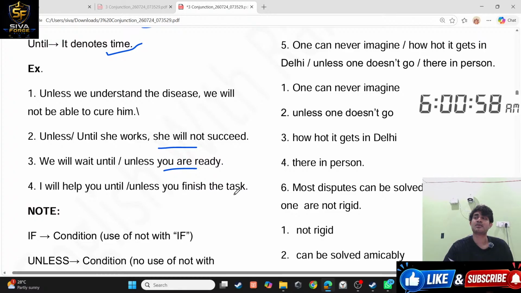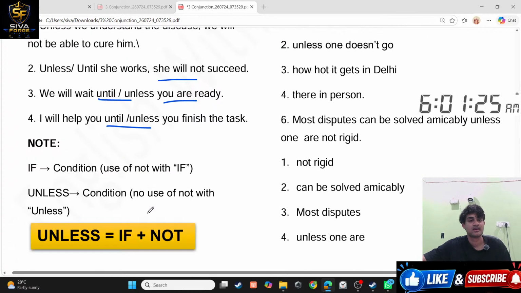Okay, now just remember. "I will help you until you finish the task." "Until you finish the task, I will help you." That is right. Here I have to use until. "We will wait until," not unless. Condition is unless. Next one is if. If is a condition. Unless is a condition of if plus not.